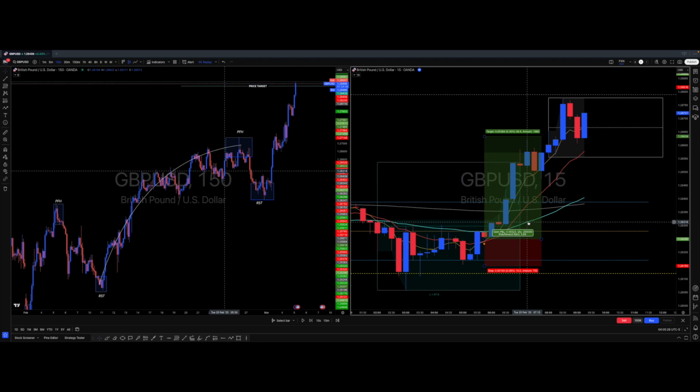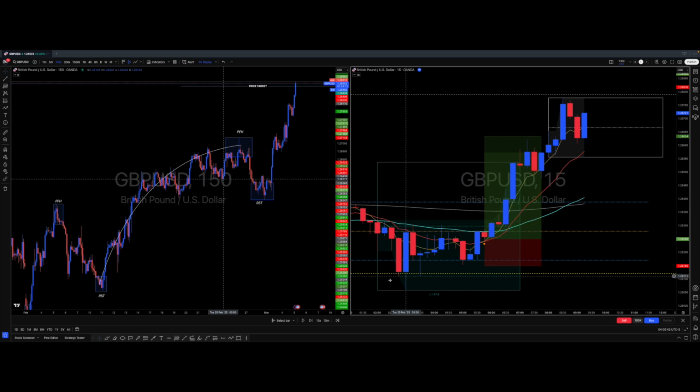If you're just a no-nonsense, strict type of trader that just wants your 2 to 1 and be done with the day, then you could do that and just take your stop loss, take profit, and then just take it at 2 to 1 and be done for the rest of the day, and you're good. So either way, this would have been your trade.